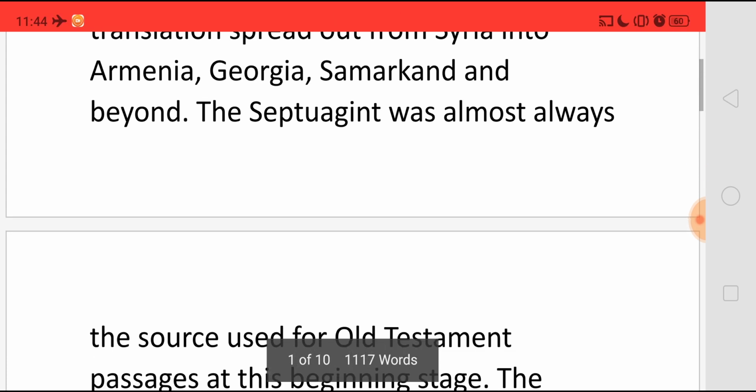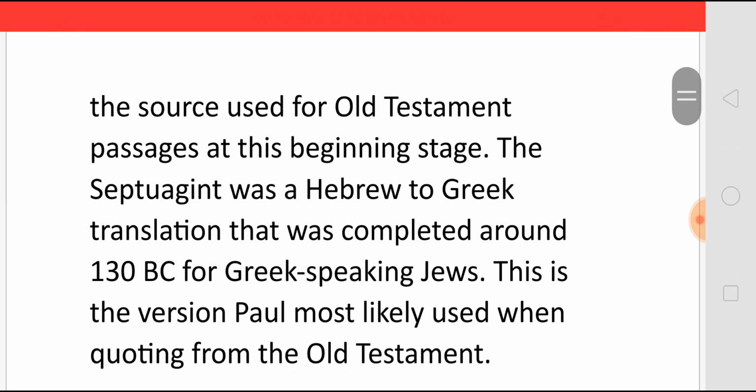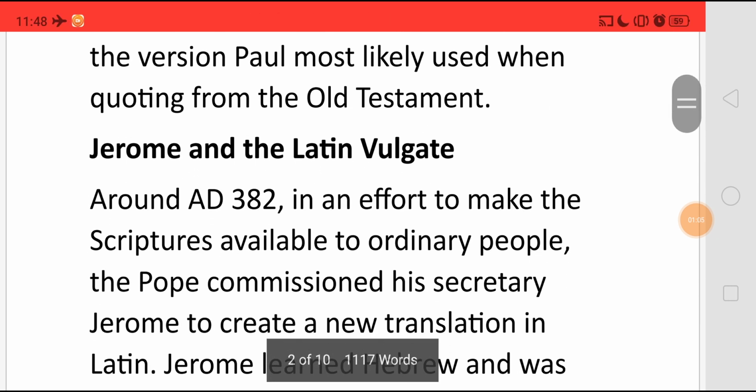The Septuagint was almost always the source used for Old Testament passages at the beginning stage. The Septuagint is a Hebrew to Greek translation that was completed around 130 BC for Greek speaking Jews. And this was the version Paul mostly used when quoting from the Old Testament.